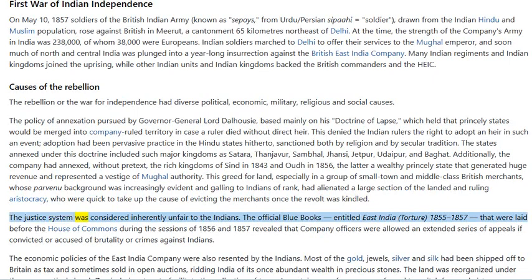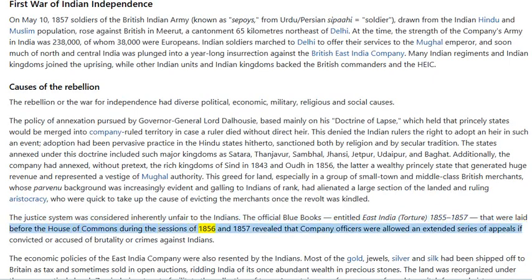The justice system was considered inherently unfair to the Indians. The official blue books, entitled East India, Torture, 1855 to 1857, that were laid before the House of Commons during the sessions of 1856 and 1857, revealed that company officers were allowed an extended series of appeals if convicted or accused of brutality or crimes against Indians.